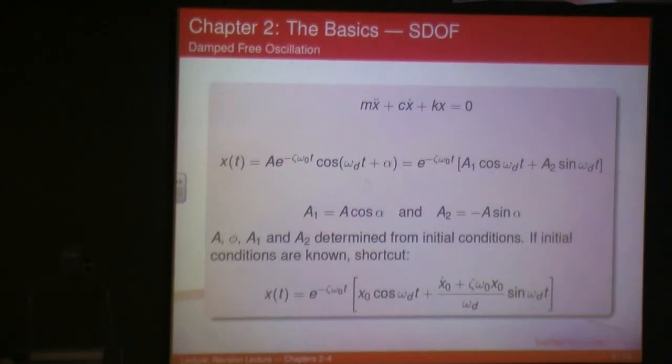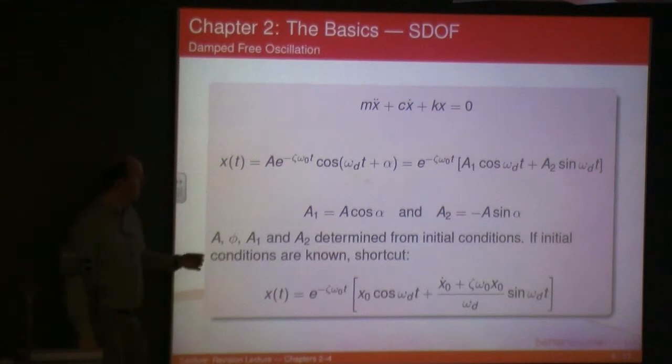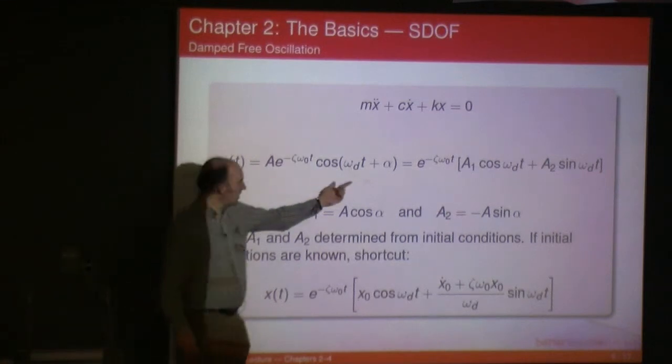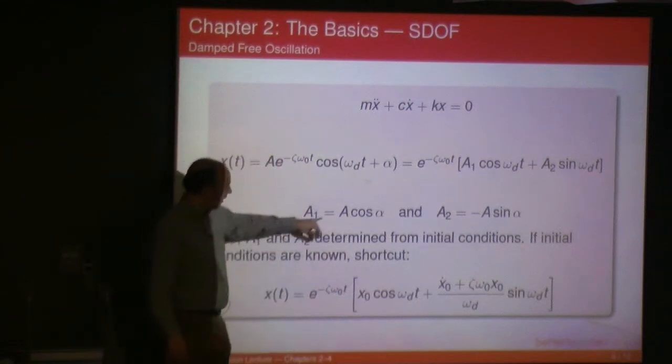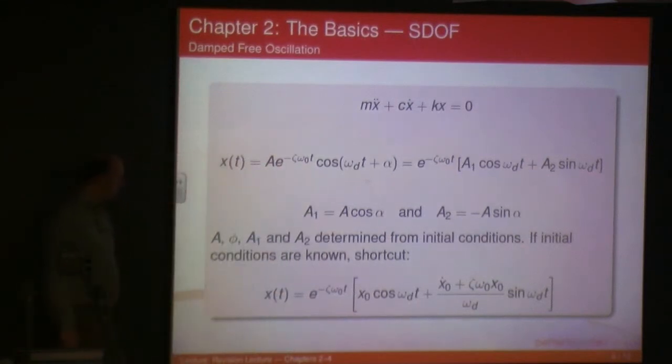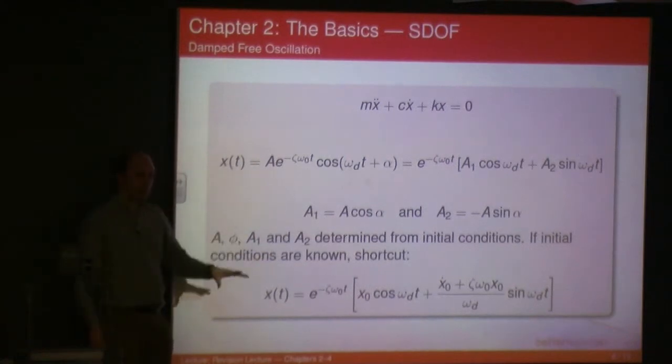So if you've got damping, you've got a free oscillation. This is your equation of motion equals 0, so it's defined as free oscillation. You can write it like this, which is what I showed before, or in terms of cosine and sine terms over there. Again, A1 and A2 are the same thing this time. And again, all those arbitrary variables, A, phi, A1 and A2, are going to be determined from your initial conditions.